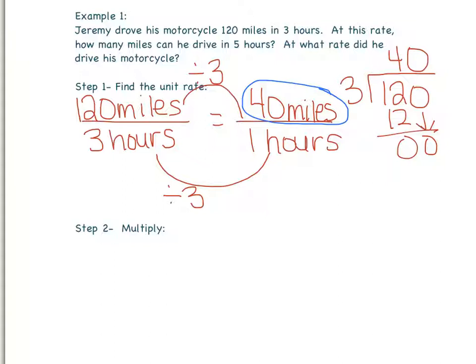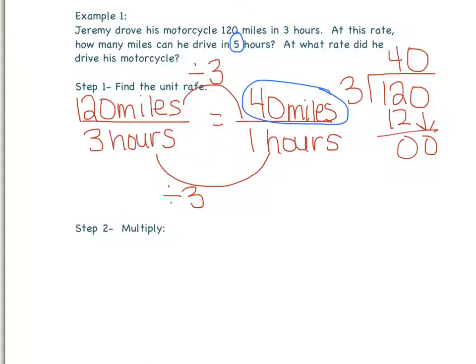Okay, the next thing that we're going to need to do is, after we find that unit rate, we're going to have to multiply. And we have to go back to the problem to see what we're going to have to multiply by. So again, let's read what it says. He drove his motorcycle 120 miles in 3 hours. At this rate, how many miles can he drive in 5 hours?